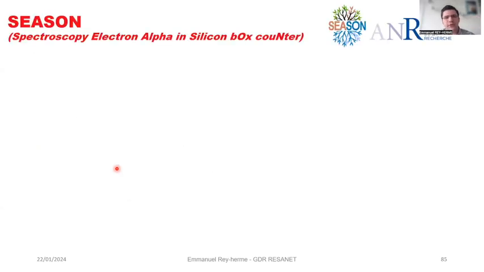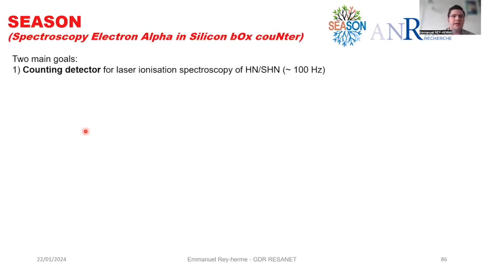SEASON stands for Spectroscopy Electron Alpha in Silicon Box Counter. It is a detector that is developed internally at IRFU, at CEA. And it has two goals. First, it is designed to act as a counting detector for laser ionization spectroscopy of heavy and superheavy nuclei.